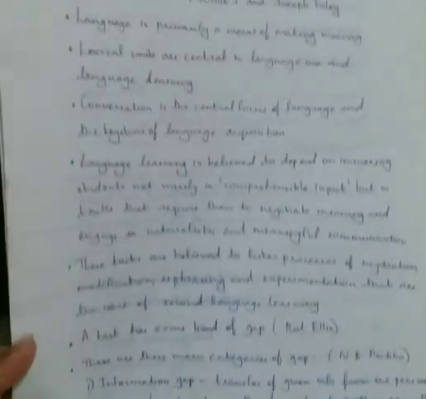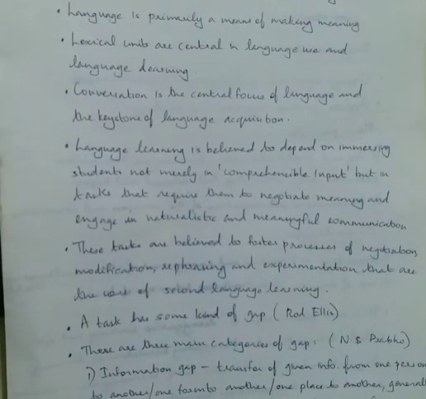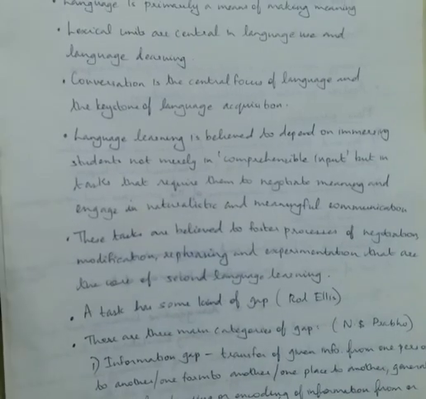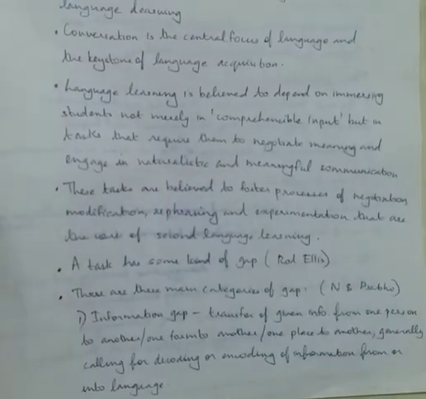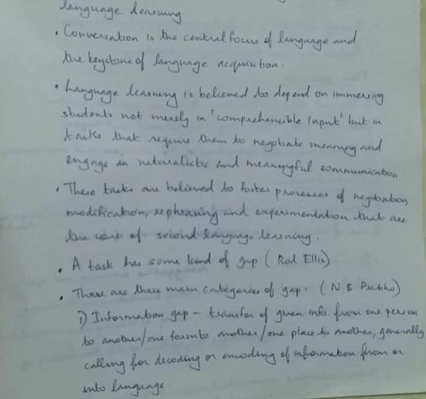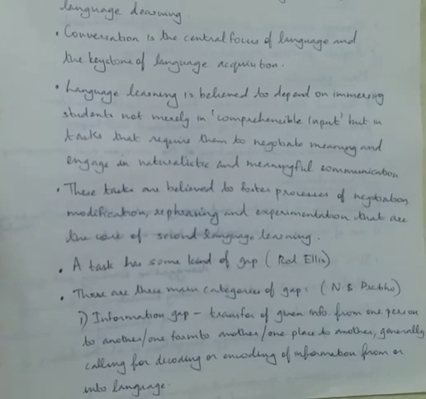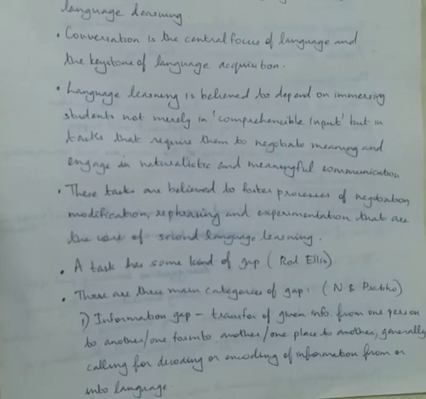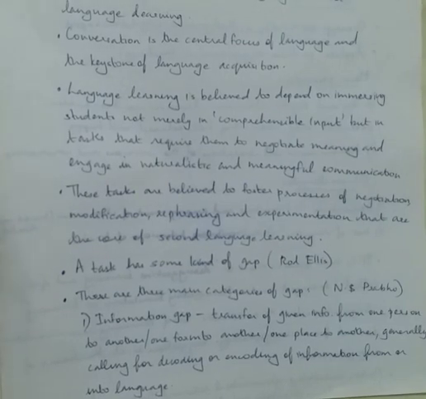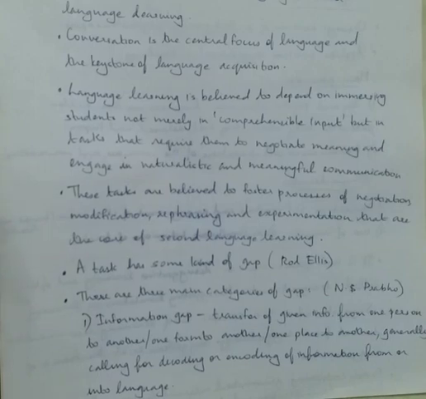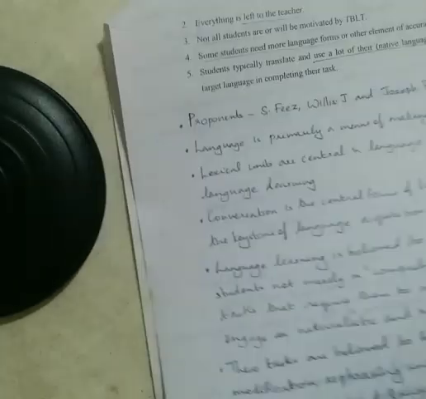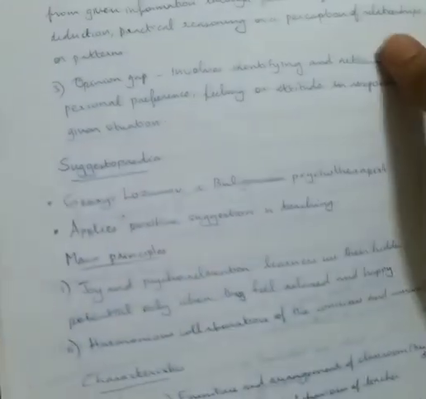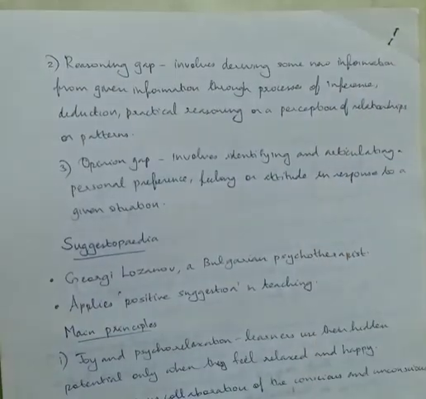So a task has some kind of gap, and there are three main categories of gap. Information gap, that is transfer of given information from one person to another, or from one form to another, one place to another. So there will be a decoding and encoding of information from person to person, or from one language to another. Actually, the target language is used there. So the students should think of the appropriate or suitable words.